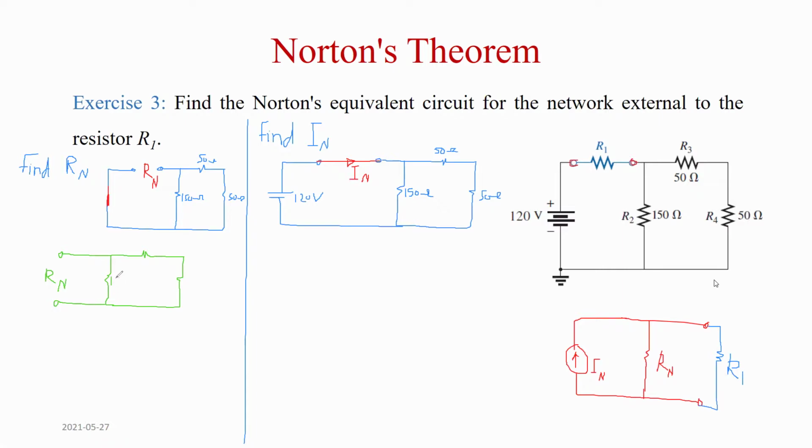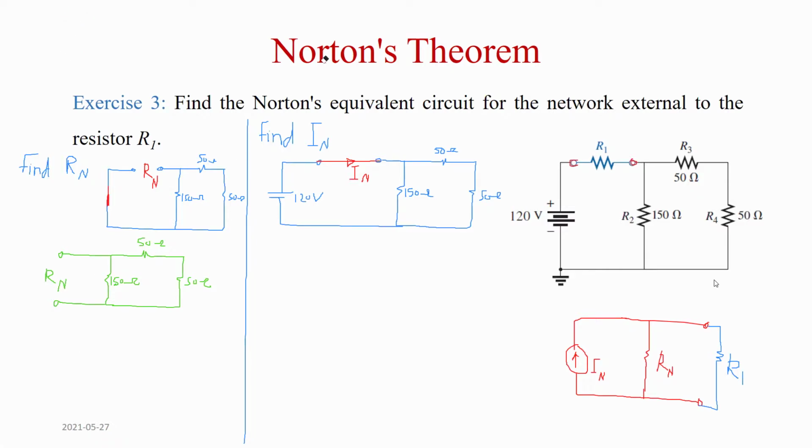This is 150. And this is 50. And this is 50 ohm. Now this is exactly like that circuit. It's just this point here is the same as the point here. So I just draw it here instead of all this, so as not to confuse myself.